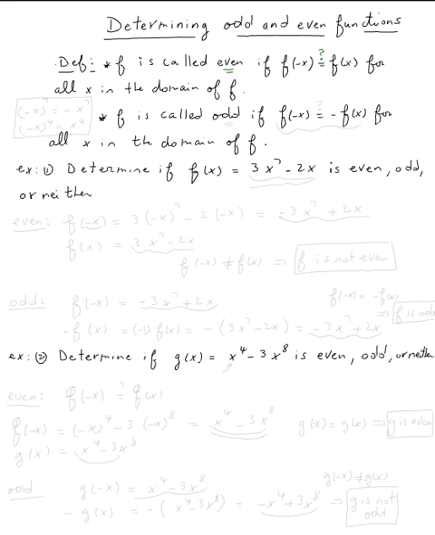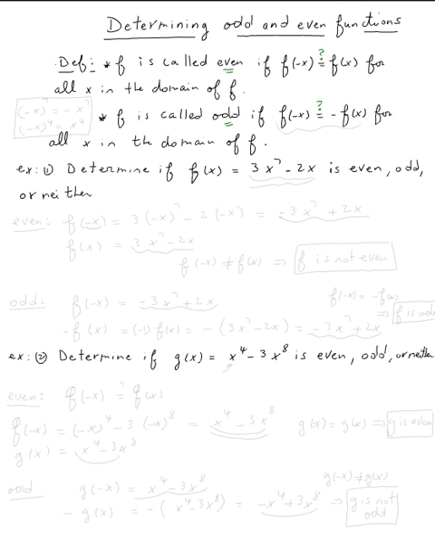Now same thing, f is called odd if f of negative x is equal to minus f of x. In other words, this is the equality that we need to check for odd functions. And this is for all x in the domain of f. So let's do example 1. F of x is equal to 3x^7 minus 2x.